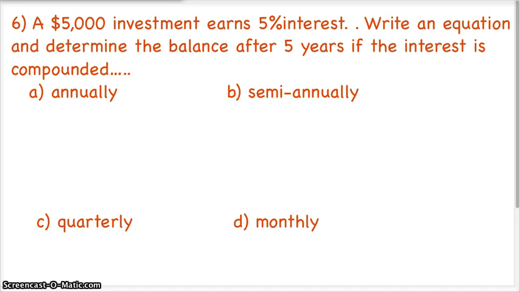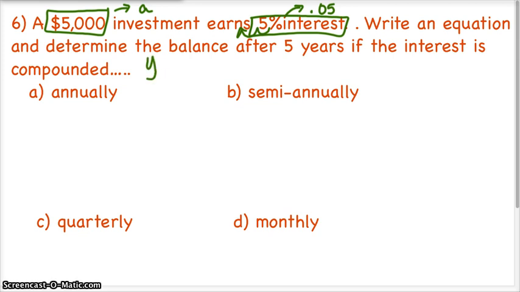So we can see that we're starting with $5,000. That's going to be your A value, your principal, the amount you start with. The 5% interest needs to be changed to a decimal. Move it 2 places to the left, you've got 0.05. Let's first write our equation using that information.